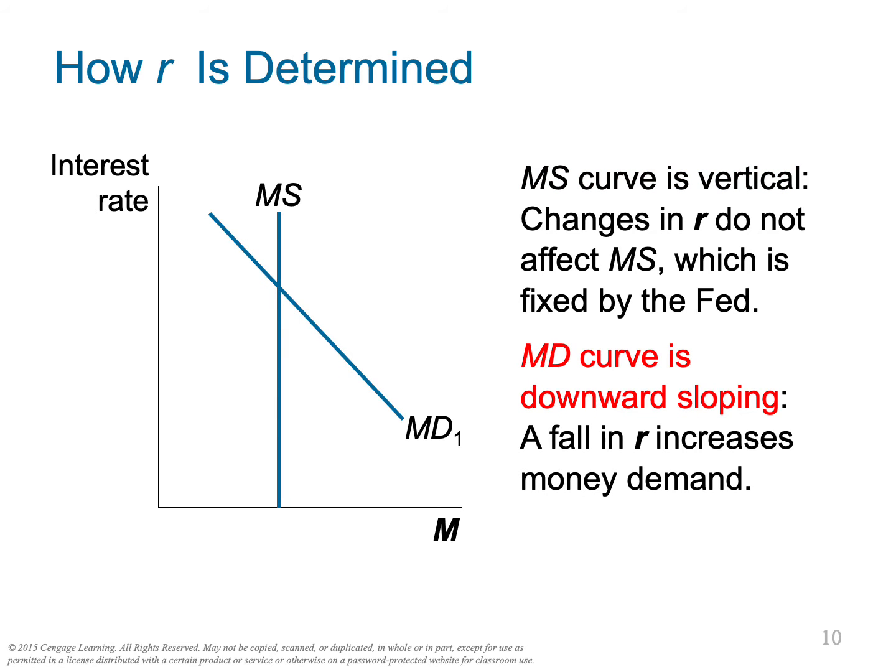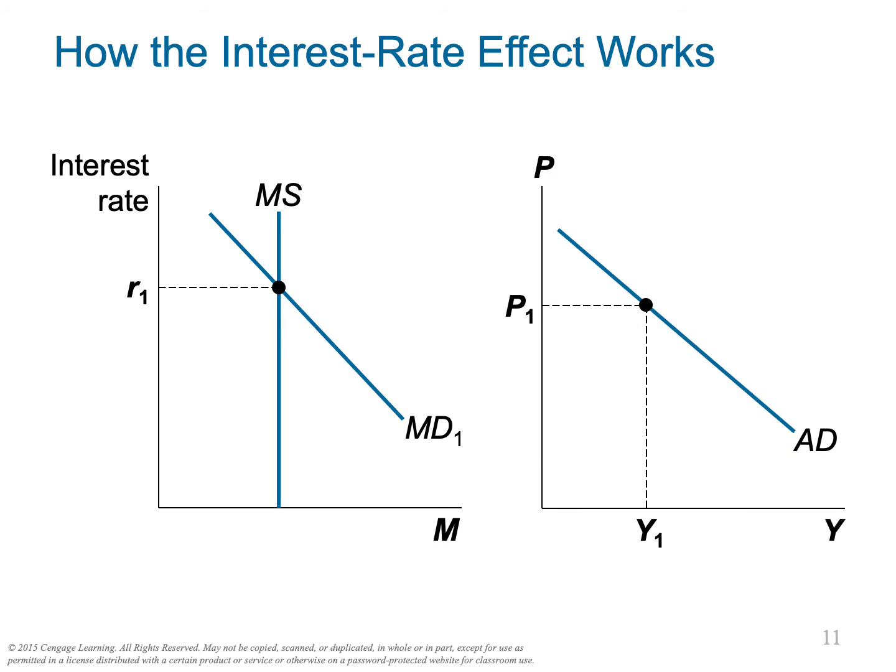The demand for money, however, is more like a normal demand curve. It's downward sloping. And that's because a fall in interest rates is, well, I shouldn't say increases the demand for money. It increases the quantity of money demanded.